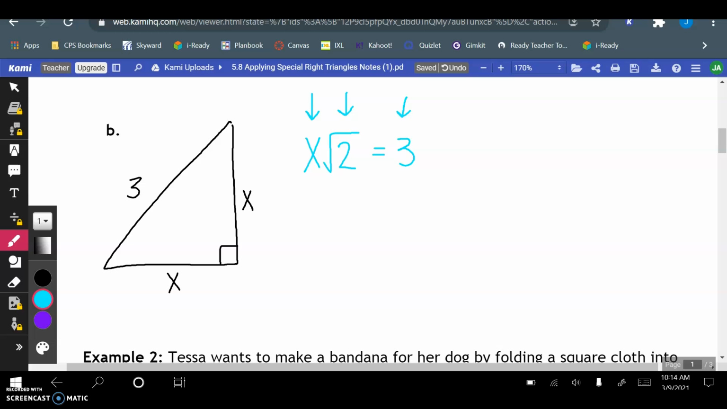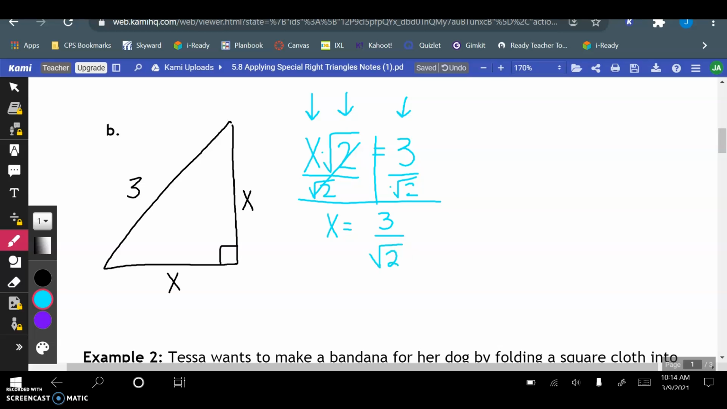So now we have to solve for x. So what I'm going to do is divide by square root of 2, since this is multiplication right here. We're going to divide by the square root of 2. So this side would be x, and this would be 3 divided by the square root of 2.